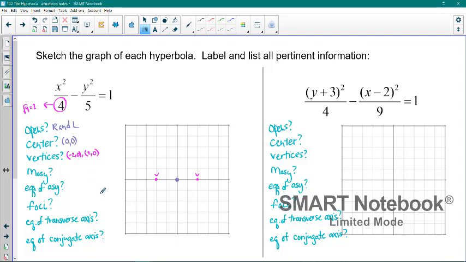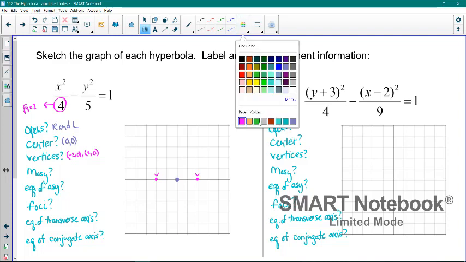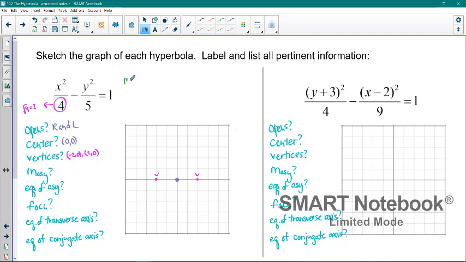That would be fine. All right, the next piece of information that I'm going to identify is the slope of the asymptotes. Well, I remember that the slope of the asymptotes is equal to positive or negative the square root of the 1 under y over the square root of the 1 under x. So positive or negative square root of 5 over 2. Well, excellent. And I'm going to sketch the graph of that.